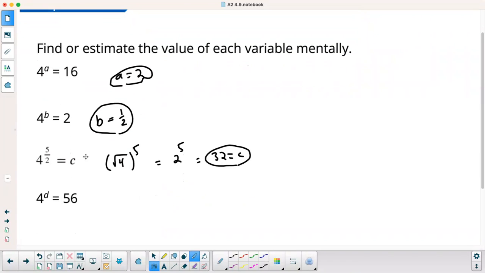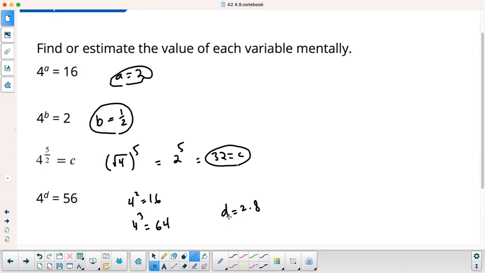All right, and then here's where you start getting into some problems. You get 4 to the d equals 56. You start saying, okay, 4 squared is 16, so it's not 2. And then 4 cubed is 64. So what would I do? It's going to have to be some sort of decimal here. At this point, you're just taking a wild guess. You're going to say d equals 2.8, because 56 is closer to 64 than 16.